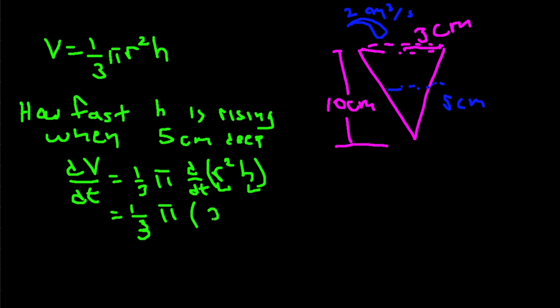So that's going to be 2rh dr/dt, plus r squared dh/dt. The radius is changing too with respect to time, surprisingly. But can I rewrite the radius in terms of something else? That way I don't have so many things in the way, because I now have a new unknown, which is dr/dt.